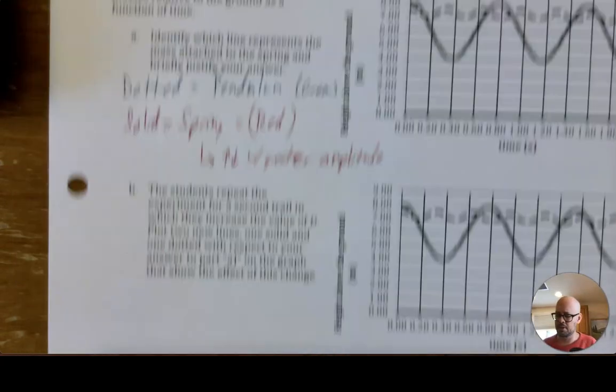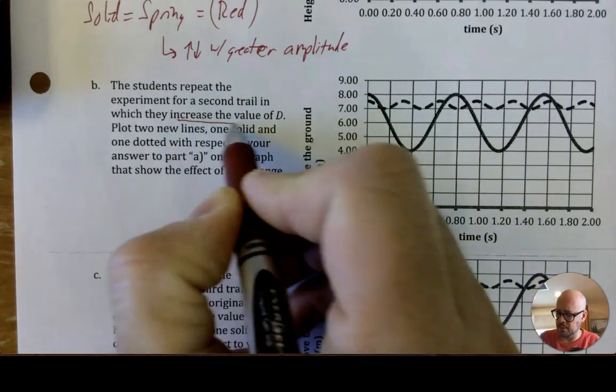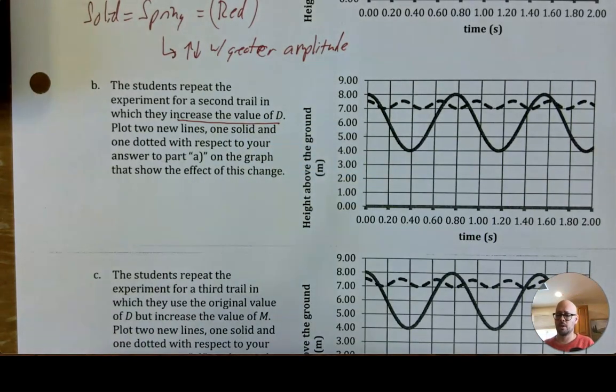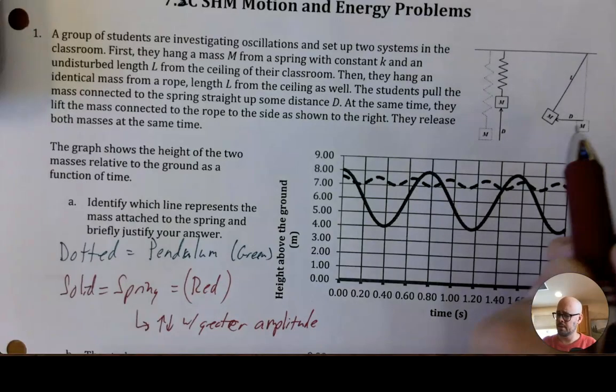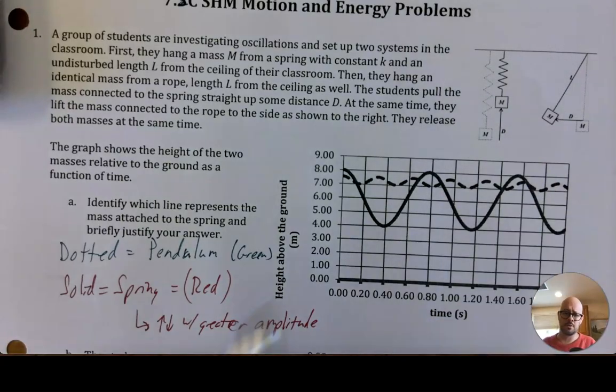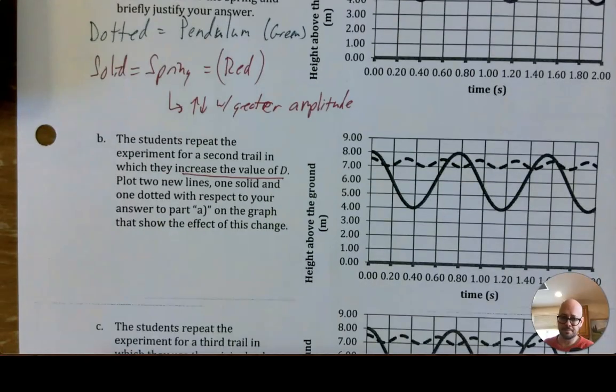All right, next question. They repeat the trial, but they increase the value of d. So d is the distance that the spring is lifted vertically. It's also the distance that the pendulum is pulled horizontally, and then they release it. So now we're plotting new lines for both of those. So we're going to do the pendulum first.